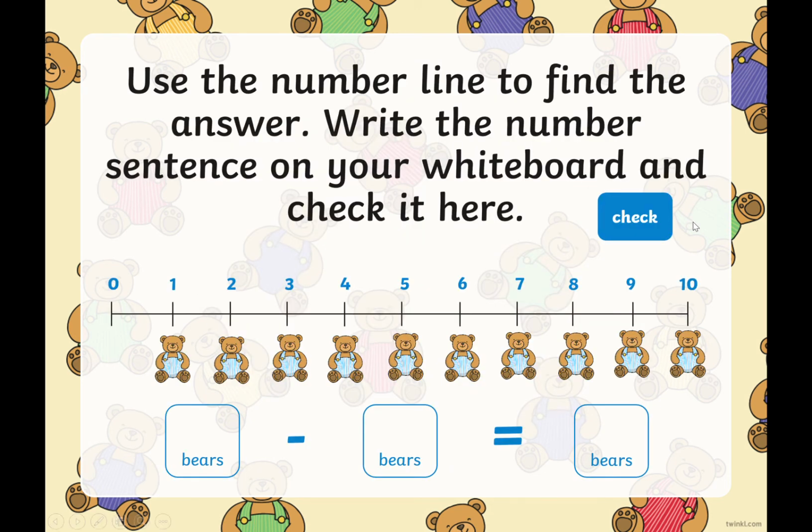What do you think the answer is? Let's find out. Here's our number sentence. 5 subtract 3 equals 2. Yes, that's right. So we've got 5 teddy bears, but then 3, 1, 2, 3 went away. We are left with only 2 bears.